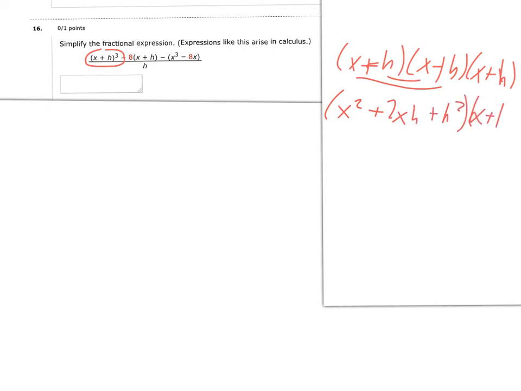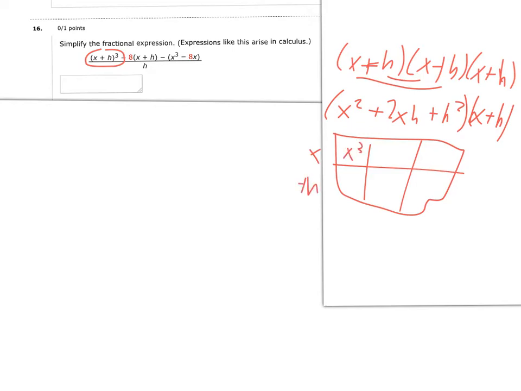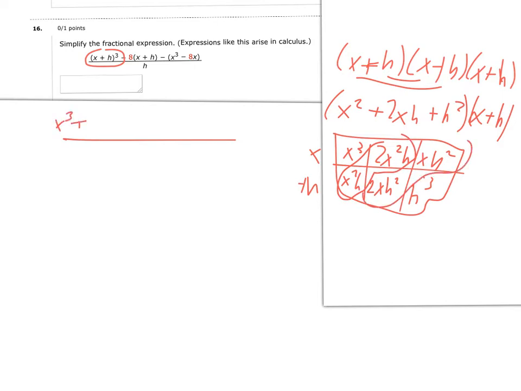And then we're going to multiply that by x plus h, which is going to be a box for the way I do it. So I'll put x plus h over here, and we get x to the third, 2x squared h, xh squared, x squared h, 2xh squared, and then h to the third. So I'll write those out, but I'll combine like terms, which is like all the diagonal ones here. So I got x to the third plus 3x squared h plus 3xh squared plus h to the third.